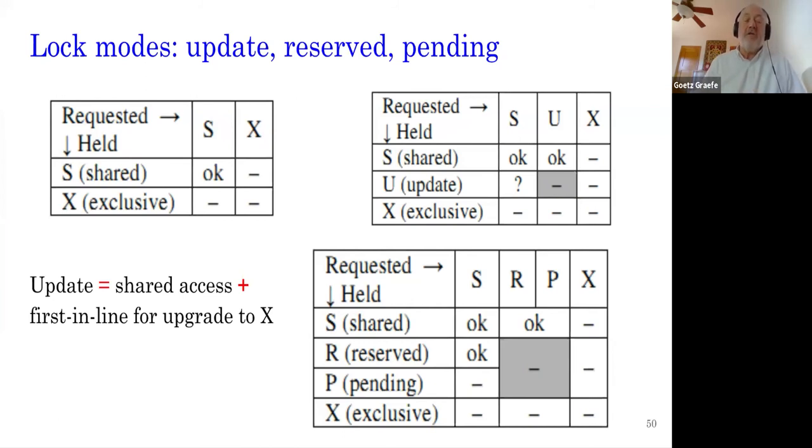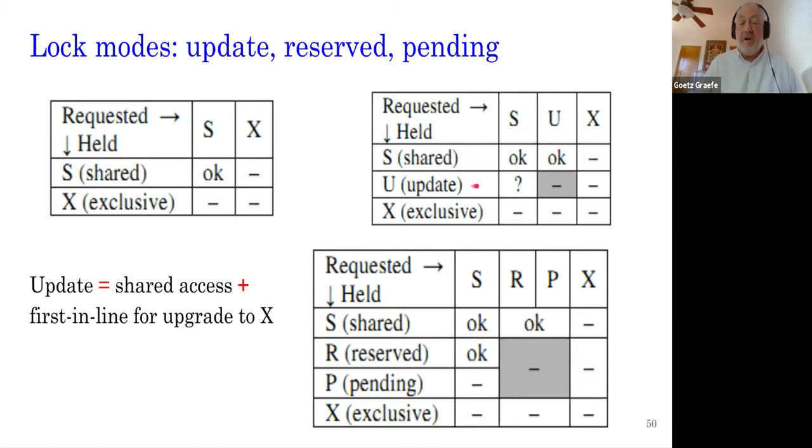What an update lock is, it's a shared lock, so I can read something. But in addition to that, whoever holds the update lock is also first in line for an upgrade to an exclusive lock. So let's look at lock compatibility. Somebody holds a shared lock, somebody else wants a shared lock. That's okay. Somebody holds a shared lock, somebody else wants an update lock. That's also okay. The second transaction gains shared access, read access, and it gets to be first in line for an update. So that's okay.